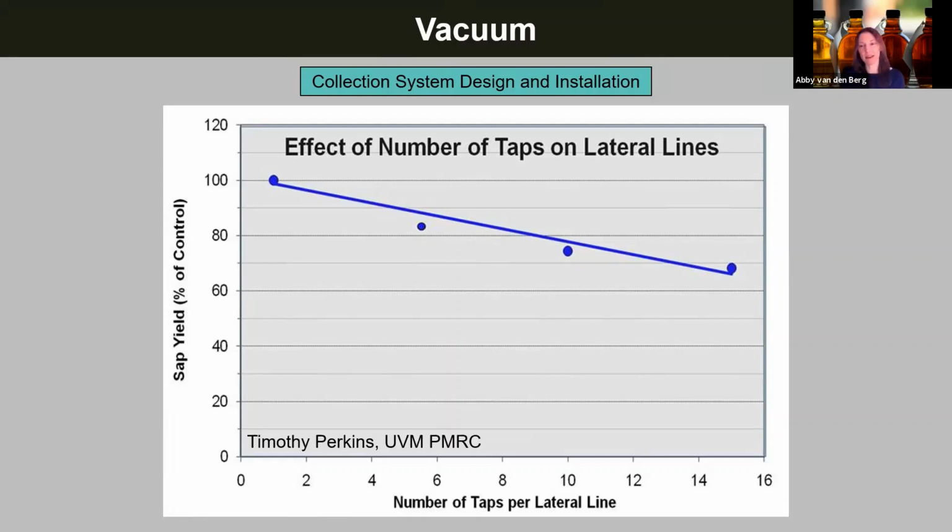Going a little higher than that is not going to be the end of the world. Going too much lower than that can technically be beneficial in terms of actual vacuum to the tap hole, but at an increased cost. So it's something that needs to be balanced, and that's why we say aim for the 5 is a good target to aim for.